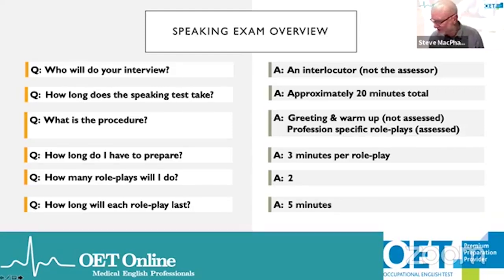Okay, any questions so far from the audience? Any questions at all about the overview of the exam? And of course, in each role play, you will take your professional role, whether it be a nurse, a doctor, a pharmacist, a dentist, whatever your profession is, you'll take the professional role for both role play tasks, and the interlocutor will take the patient role.